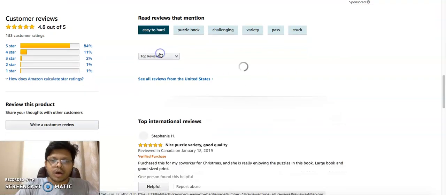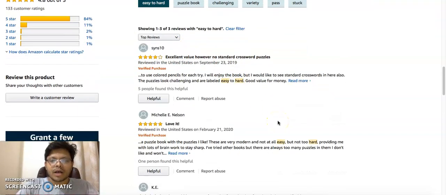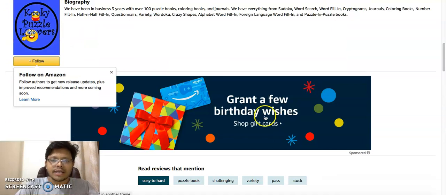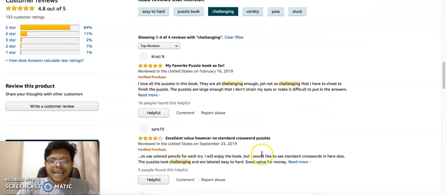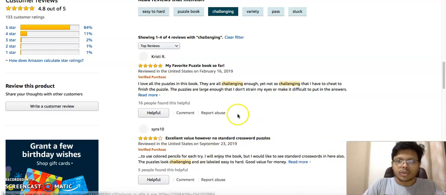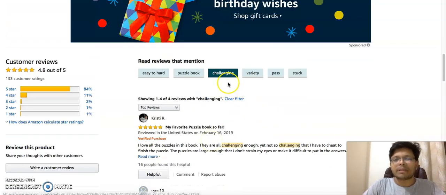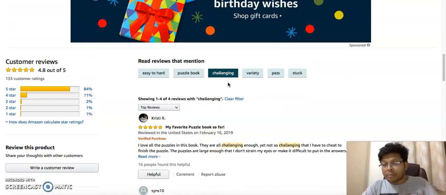So, easy to hard. Now just see how many of them have used these two keywords. Easy to hard. Similarly, if you go here, you will see challenging is one of the words that comes into the equation. Let me just drag myself here. I'm sorry about that. Challenging is something that comes up when you are working with puzzle books. So that gives you an idea that people are talking good things or bad things about this, and that gives you an idea about what to include and what to exclude in your keywords and in your title, of course.